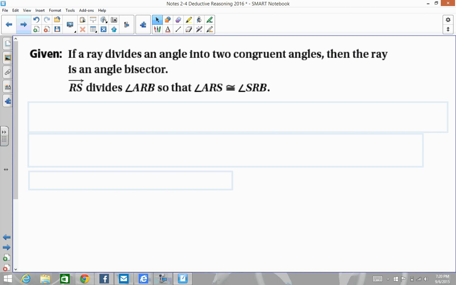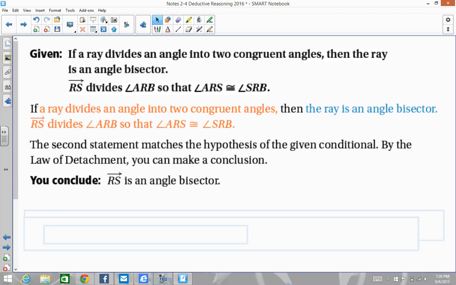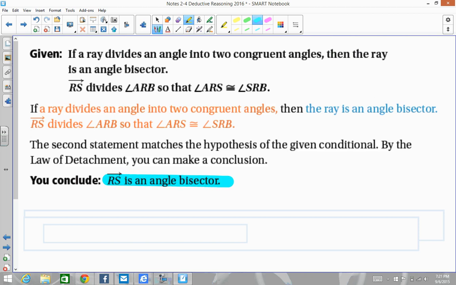Okay, so here's another example. If a ray divides an angle into two congruent angles, then the ray is an angle bisector. So that first statement's very broad. It's basically a definition of an angle bisector. So ray RS divides angle ARB so that the two angles are congruent. Well, if it's making two congruent angles, then I can say that RS must be an angle bisector. And so again, very broad if-then statement, very specific hypothesis. So then we finish up with our conclusion right there, very specific.